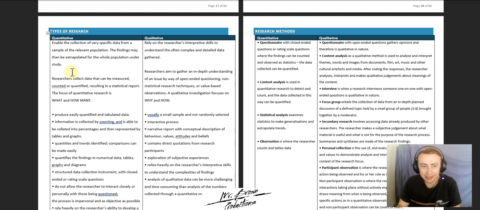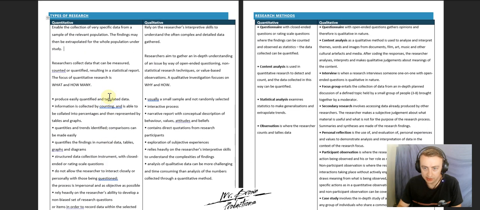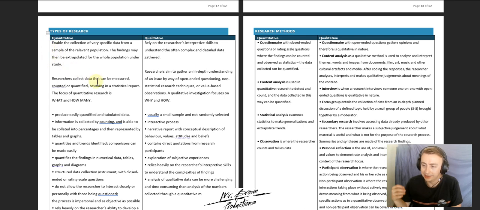So I guess the proper definition of it, there isn't like a one sentence wonder sort of definition. So it's all this. So that's where I want you to think about data, think about those sorts of numerical values. So what quantitative data does is it enables the collection of specific data. So if you want to draw an arrow up here and write e.g. numbers or numerical data, that might help. So specific data from a sample of a relevant population. The findings may then be extrapolated for the whole population under study.